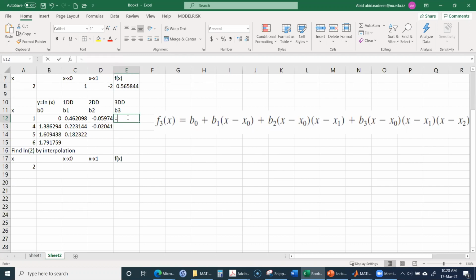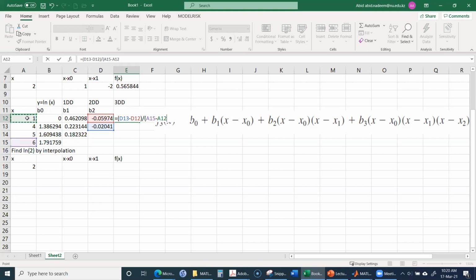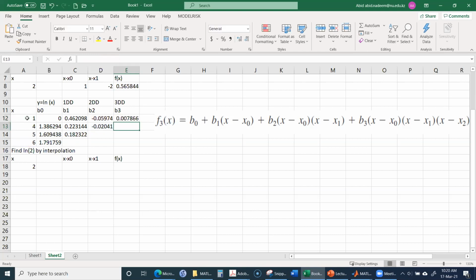And the third divided difference is equal to the second of the second divided difference minus the first of the second divided difference, divided by, since this is the third divided difference, I will start from the fourth value in x. So 1, 2, 3, 4, which is 6, minus the first value of x. So it will be this. So this will be the third divided difference. So in this case, I have found very quickly these coefficients b0, b1, b2, and b3.